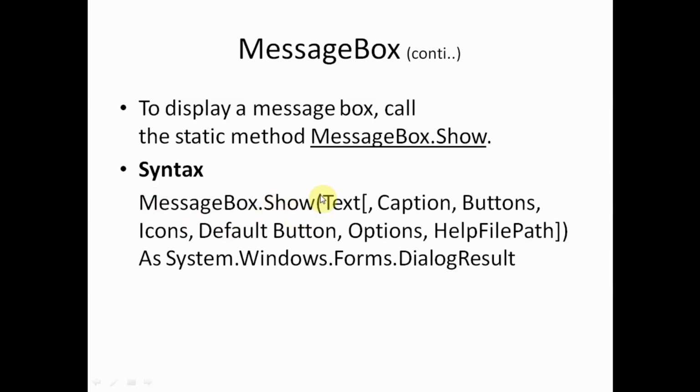Obviously, as it is a method, we need to specify the arguments within the parenthesis, and it will also return one value, but it is optional. Only the compulsory part within this show method is the text that is to be displayed. We will see further in practical also how we can ignore all these things. So the first argument within the show method is the text, then it is a caption, buttons, icons, default buttons, options, and help file path, and it will return the value which is of dialog result type. Now let's see all these arguments one by one.